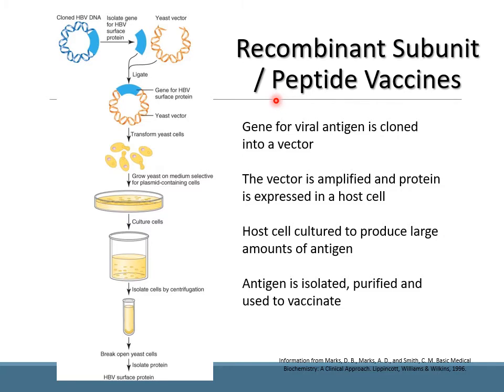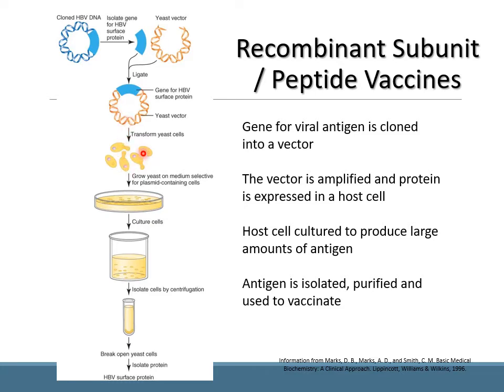So how these are made is that we have a gene here that has been isolated for an HBV. This is hepatitis B virus surface protein. So this, when it is expressed, will form an HBV antigen. This is then cloned into a vector. Our example shows a yeast vector. So we've got our gene cloned into a yeast vector.